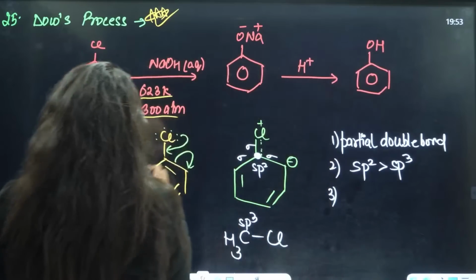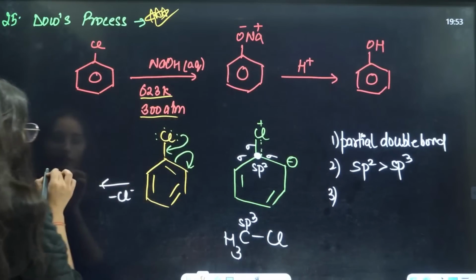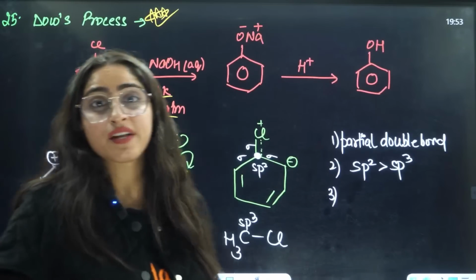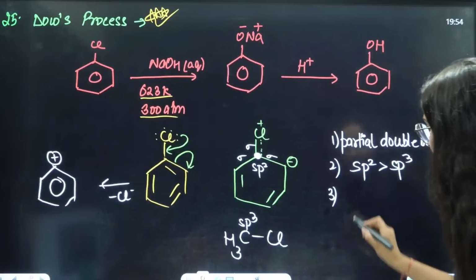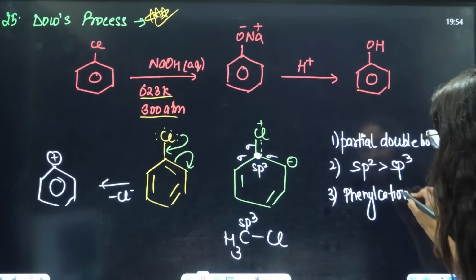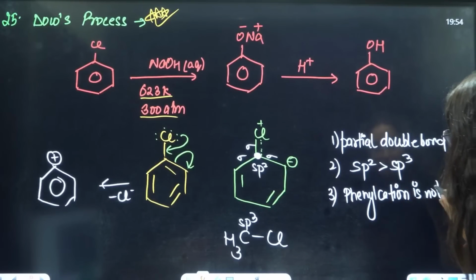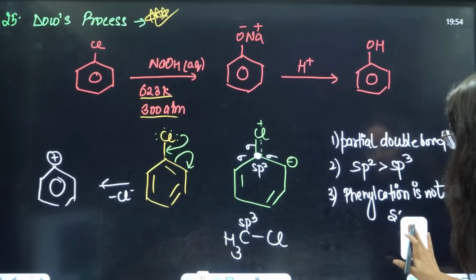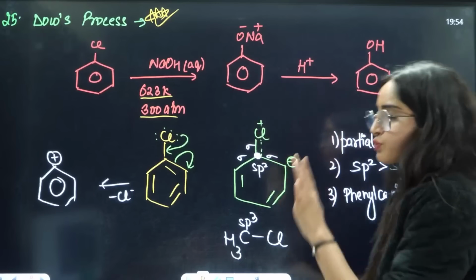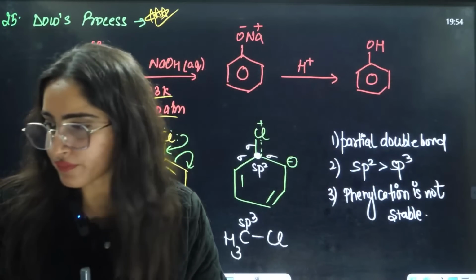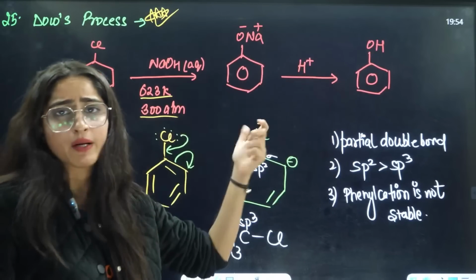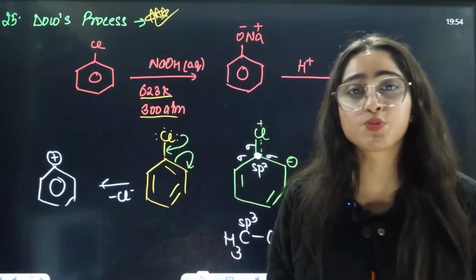The third reason is the phenyl cation. Even if it loses Cl negative, it will form a compound like this. This phenyl cation is not at all stable. So definitely no carbocation is formed here in Dow's process. These are the three reasons. They can ask you an assertion-reasoning or statement-based question on this part of Dow's process.